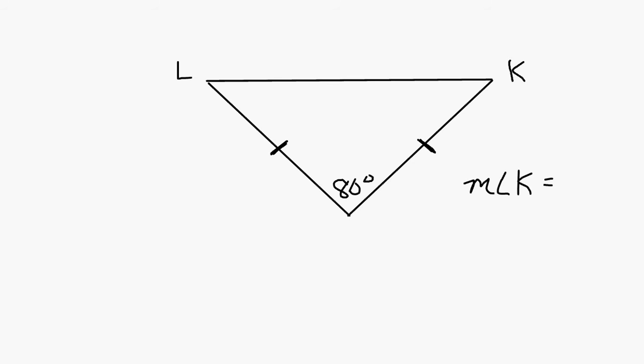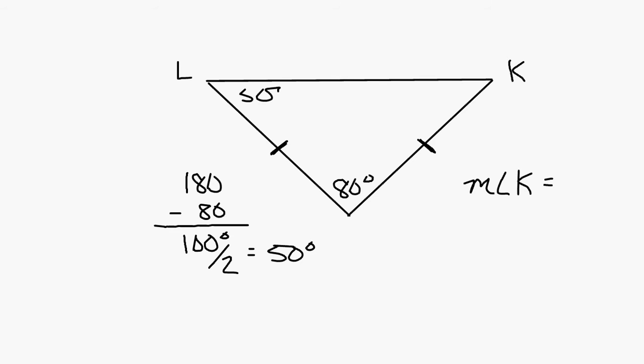So can't you take 180 and subtract 80? Yes. And what's left? 100. There's 100 degrees left, and these two are equal to each other. So if you divide that by 2, there's 50 degrees left for each of those angles. So 50 and 50. Good?